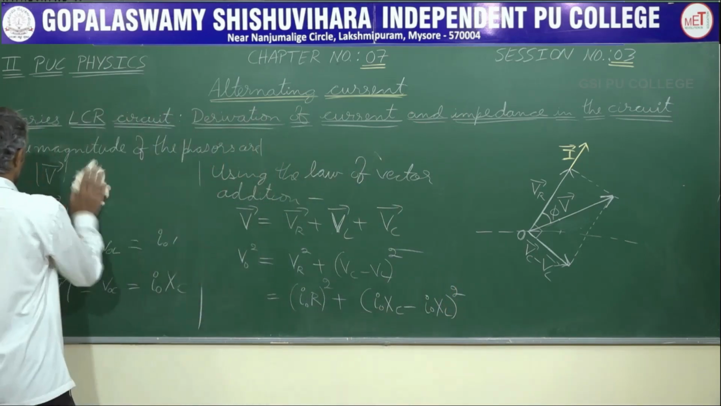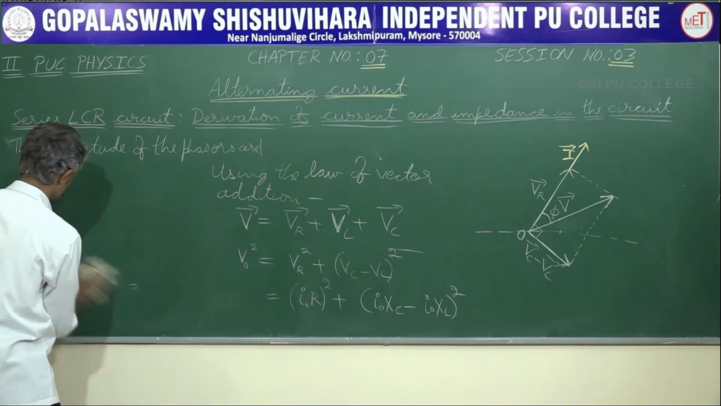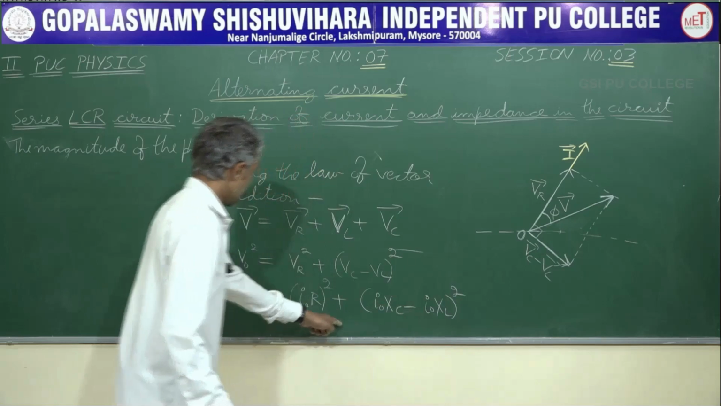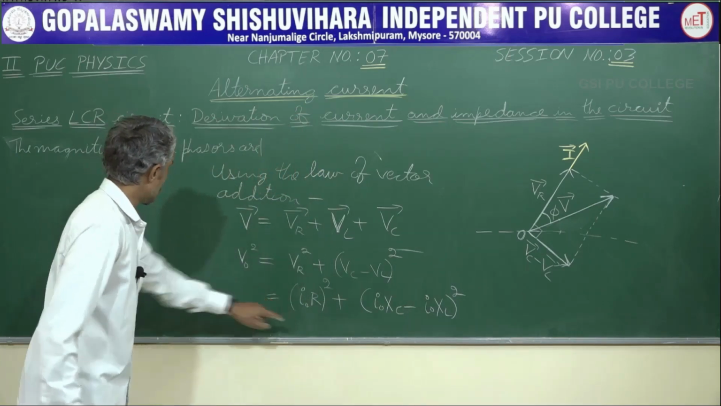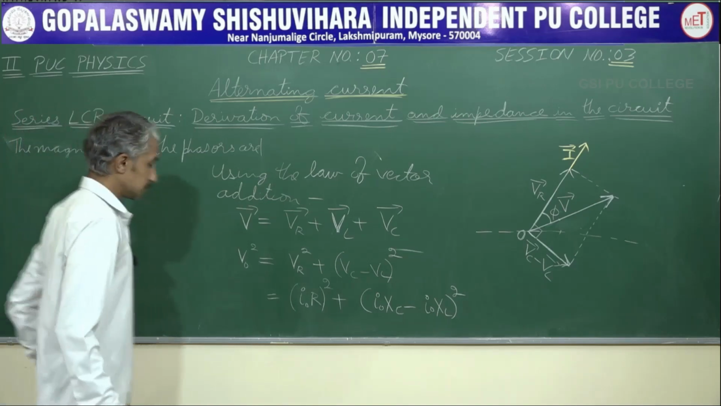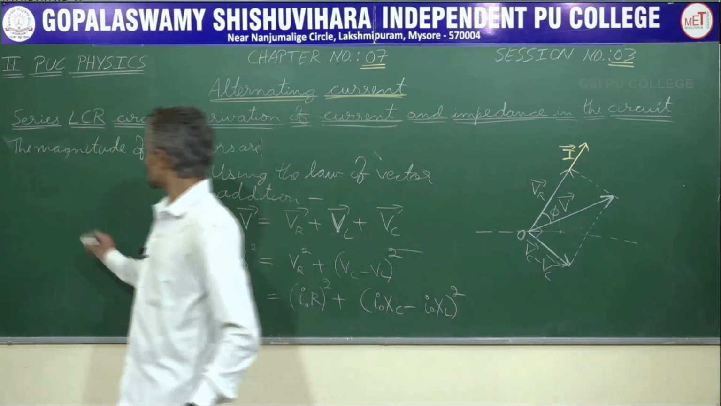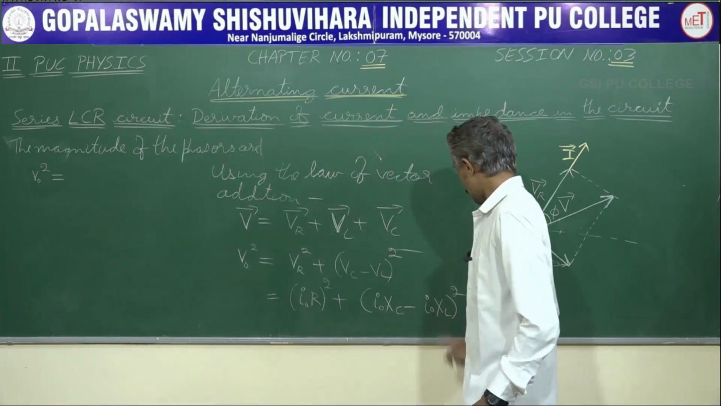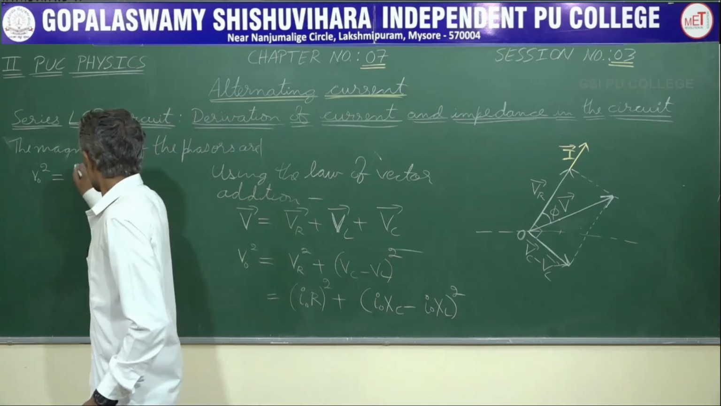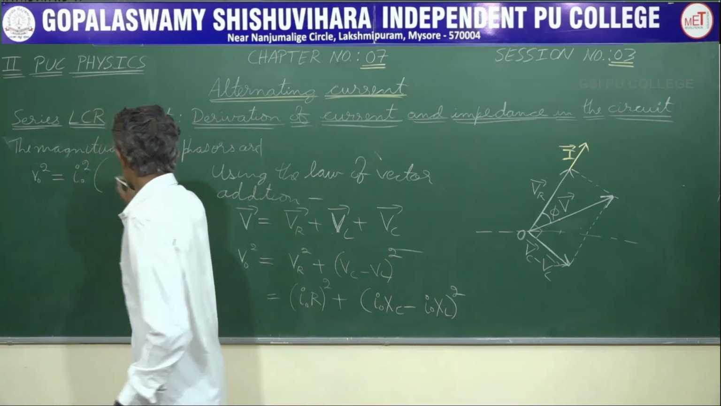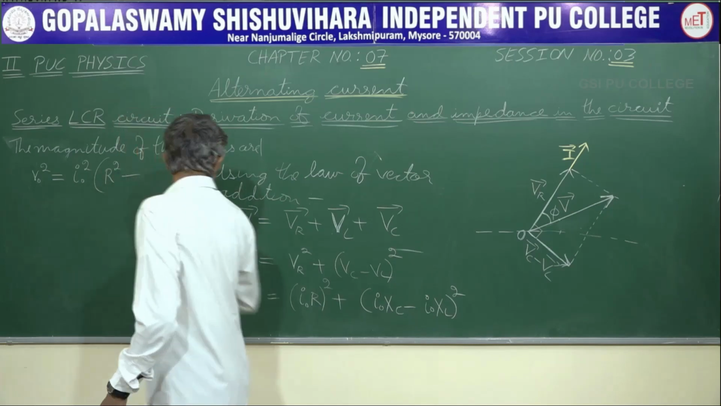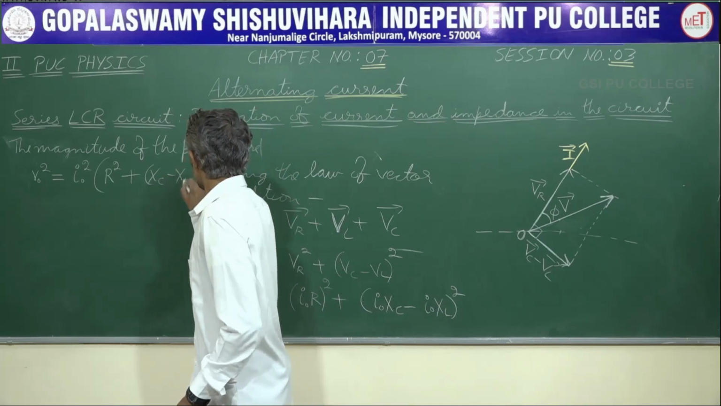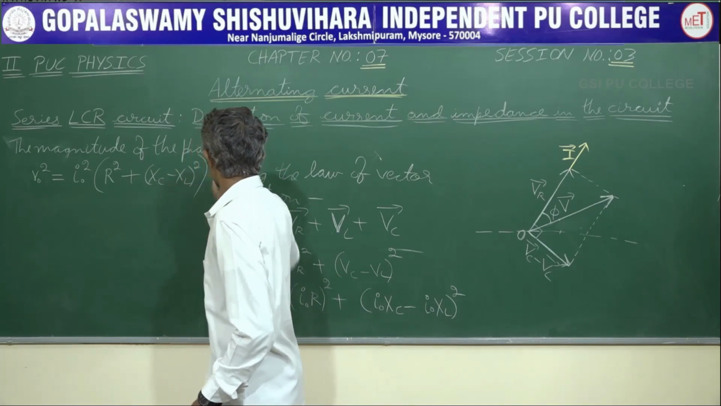Further, I will need this diagram for further simplifications. So I will be continuing this part onto the left side. This can be further written as V0 square is equal to, here I0 is common among all of them. So I will get that as I0 square into R square plus XC minus XL whole square.